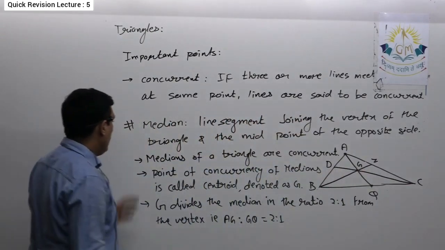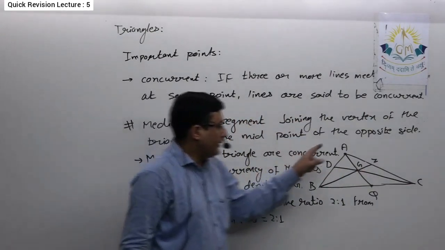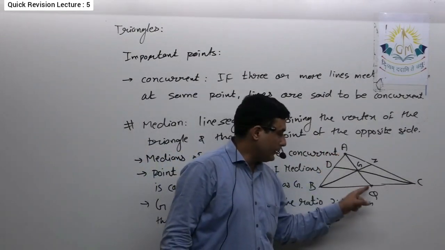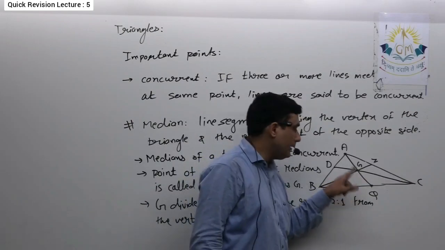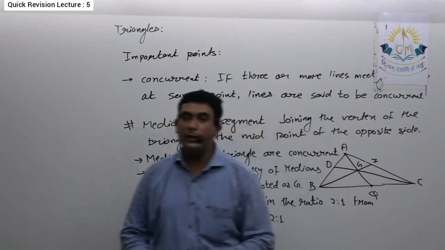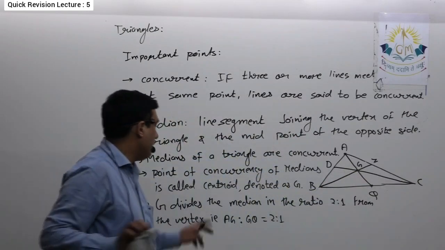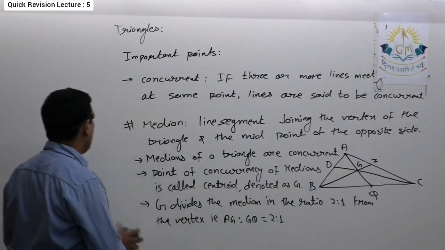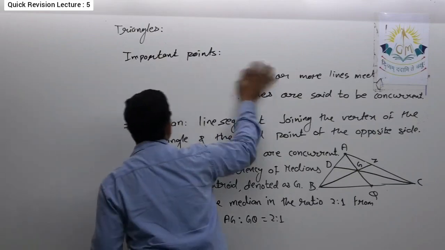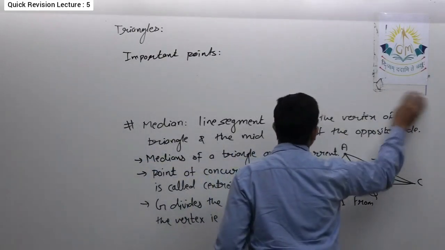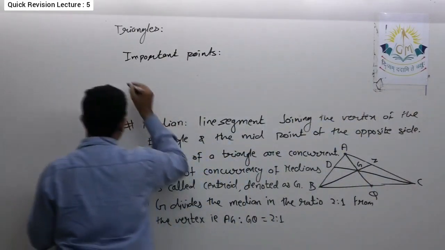So that is about median. Median is a line segment joining the vertex and the midpoint of the opposite side. Medians of a triangle are concurrent. The point of concurrency is called the centroid. The centroid divides the median in the ratio 2 is to 1 from the vertex. Now the next point, after median, is altitudes.